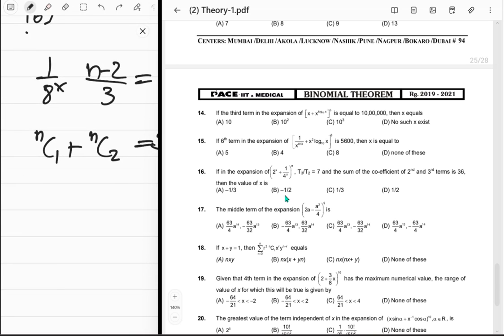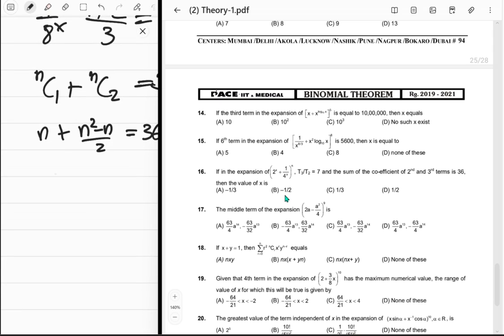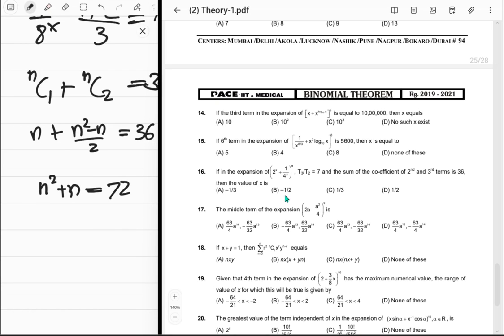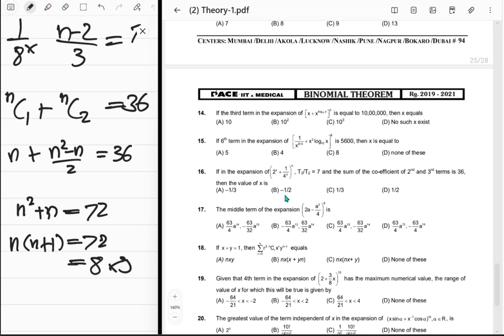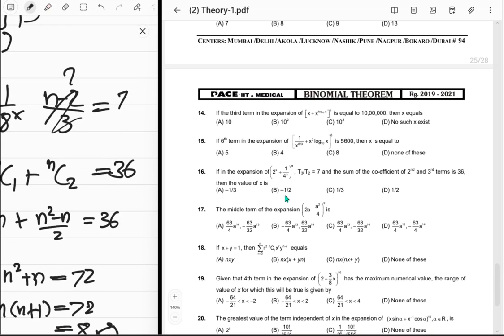Fine, let's do it. So this will be n plus, wow, this is just really bad. n into n minus 1, it's n squared minus n, that upon 2 is equal to 36. So 2n plus n squared minus n is n squared plus n, equal to 72. That's n into n plus 1 is equal to 72, which is basically 8 into 9. So n should be 8. Once n is 8, you can figure out what this is. 6 upon 3 is 2. There we go, this whole thing is just 2.